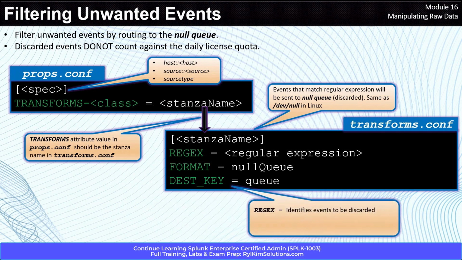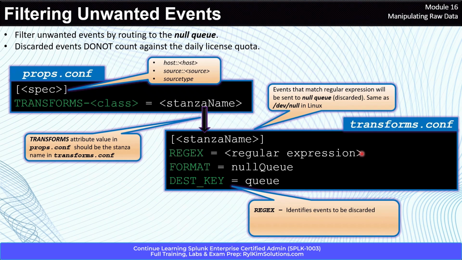The first one here, your regular expression, is the regular expression that you are going to use to match the events that you want to discard. So you are going to run that regular expression against your spec here, which could be again your host, source, or source type. And any events that are matched, you are going to discard them.